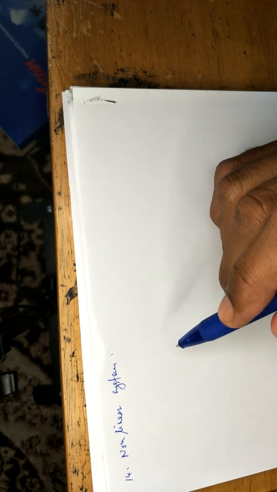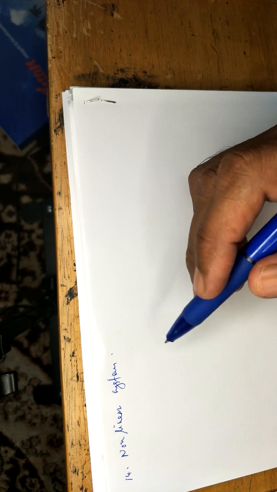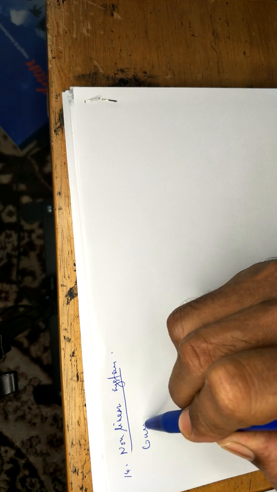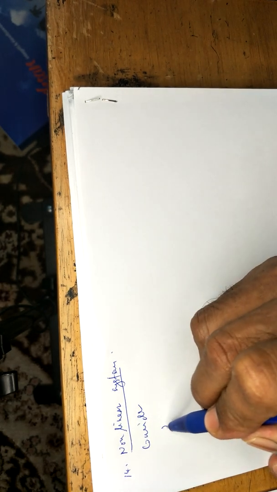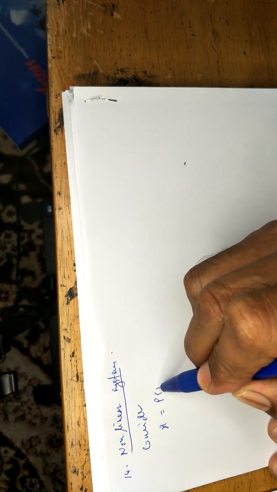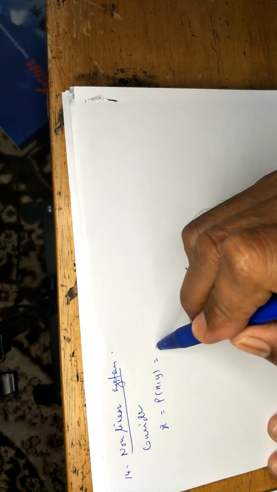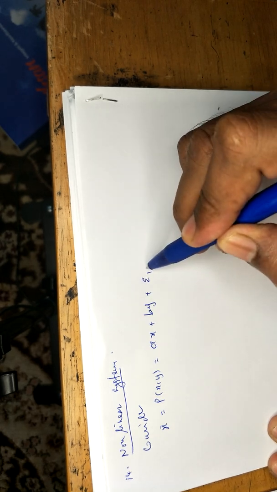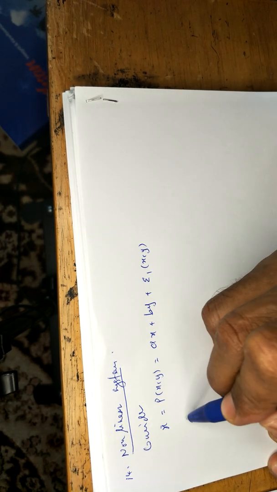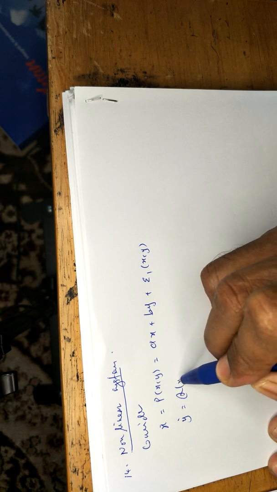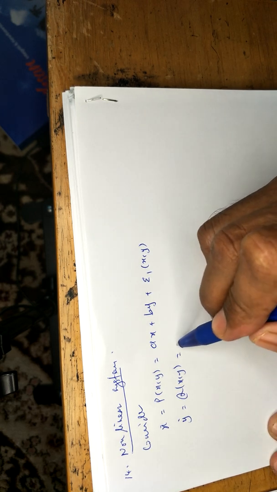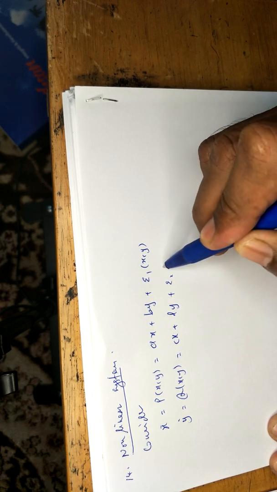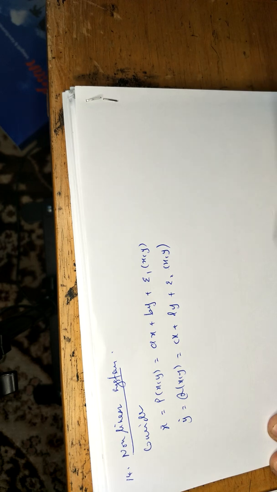Now, we consider the nonlinear system. What is a nonlinear system? Let's consider this system: x dot, a function of x and y, is equal to ax plus by plus epsilon 1 of x and y, and y dot, let's say this is q of x, y, is equal to cx plus dy plus epsilon 2 of x and y.